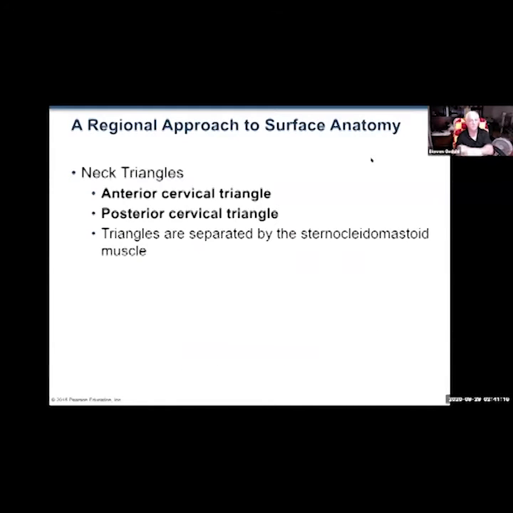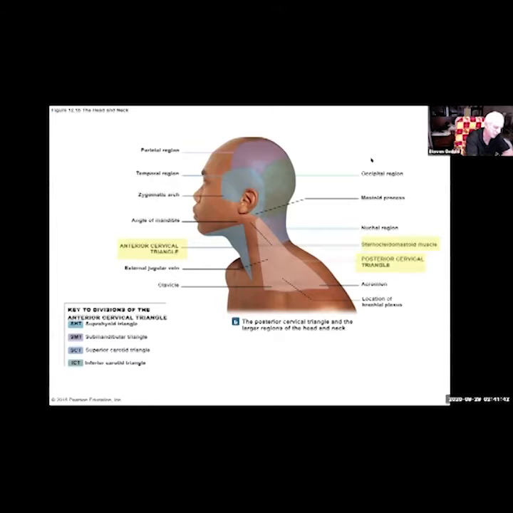Neck triangles. You have the anterior cervical triangle and the posterior cervical triangle. The difference between those is one's in the anterior, one's in the posterior. What separates them is the sternocleidomastoid muscle. So if you ever see the question, what separates the anterior cervical triangle from the posterior cervical triangle, the answer is going to be the sternocleidomastoid muscle. So here's your anterior cervical triangle and your posterior cervical triangle. And what runs right between them is the sternocleidomastoid muscle.